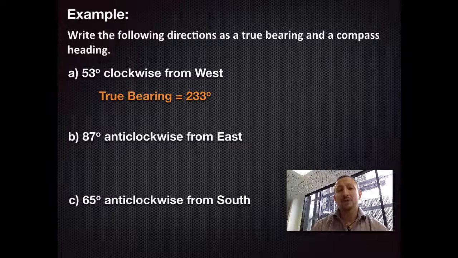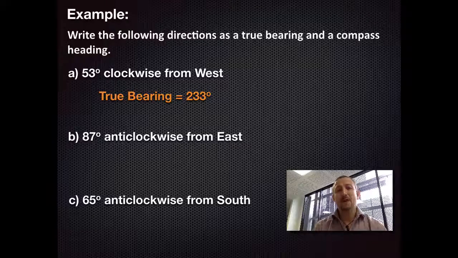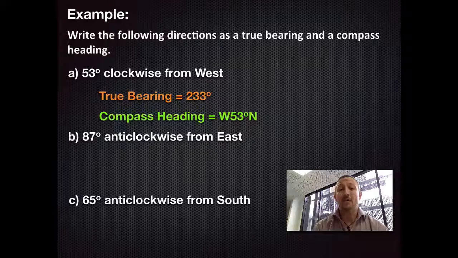Now, I'm also going to be doing this as a compass heading. So I start at west, so I put a W. I'm going to move 53 degrees in a northerly direction because it's going clockwise. So it would be west, 53 degrees N. So W 53 degrees north.